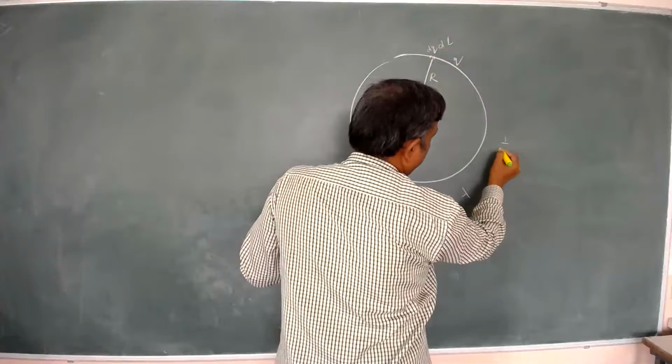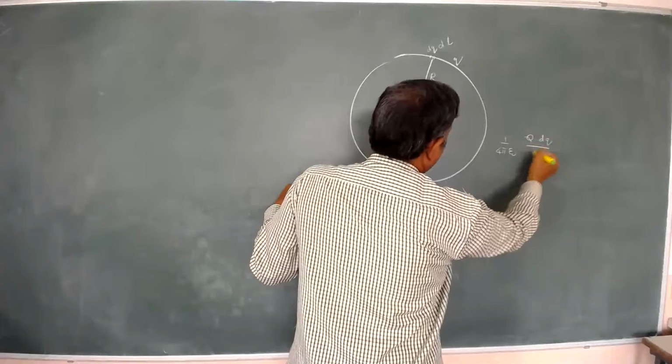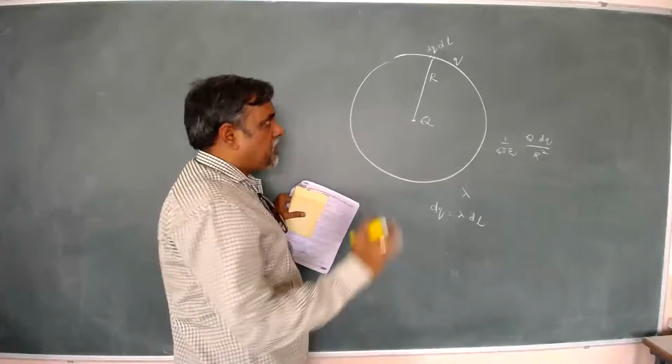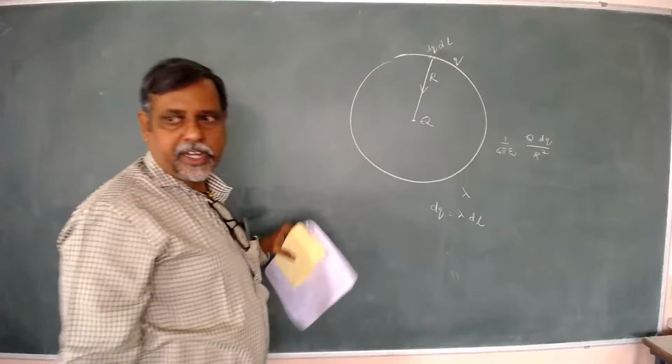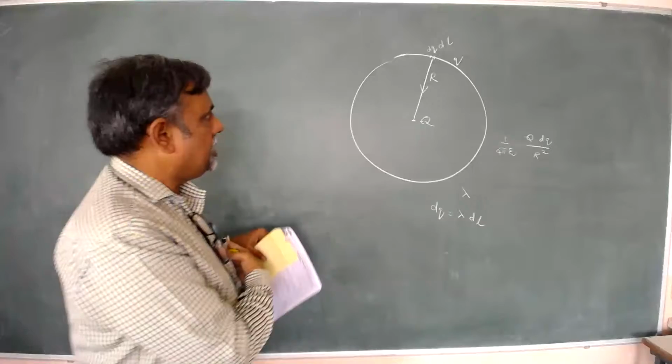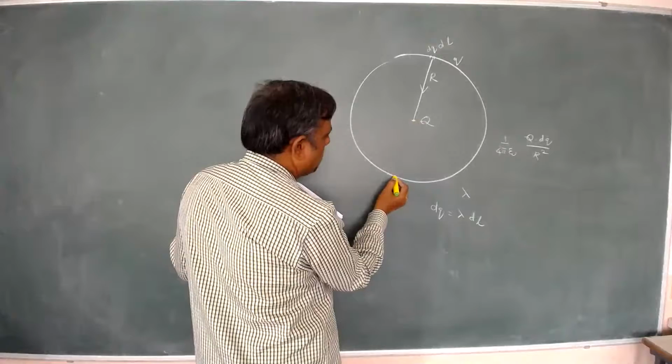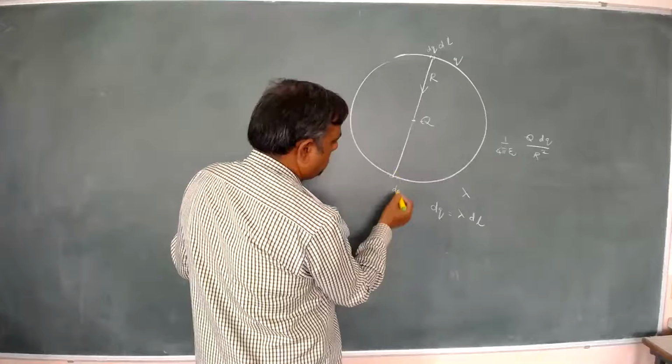So it is 1 by 4 pi epsilon naught, capital Q into dq by r square. Am I correct? And what will be the direction? With respect to this, it will be in this direction, the electrostatic force. Now if you take any other elemental length which is diametrically opposite, even there dq will be present, and due to this dq the force will be in the opposite direction.